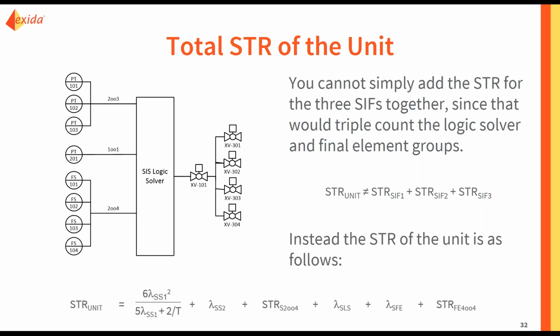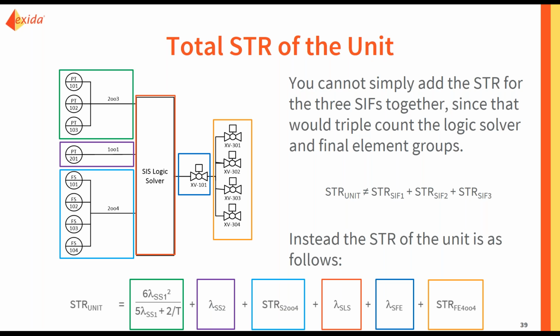Instead, the STR of the unit is simply the STR of the first sensor group, the 2 out of 3 group, the second sensor group, 1 out of 1, and the third sensor group, the 2 out of 4, plus the safe failure rate of the logic solver once, the safe failure rate of XV101, and the STR of FE 4 out of 4. Again, you're only counting the STR of each component once. And so that is how you would add together the safe trip rate of the entire unit.